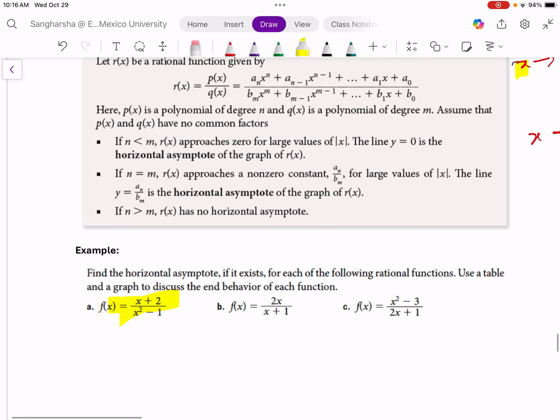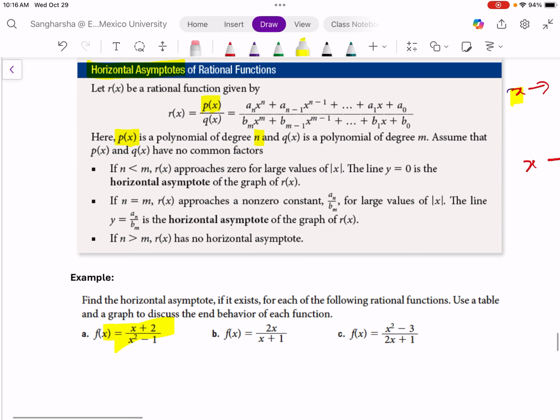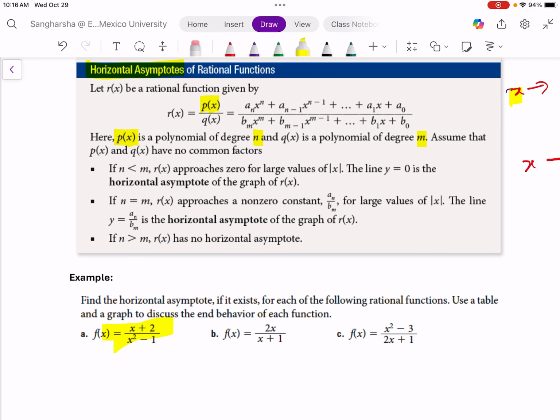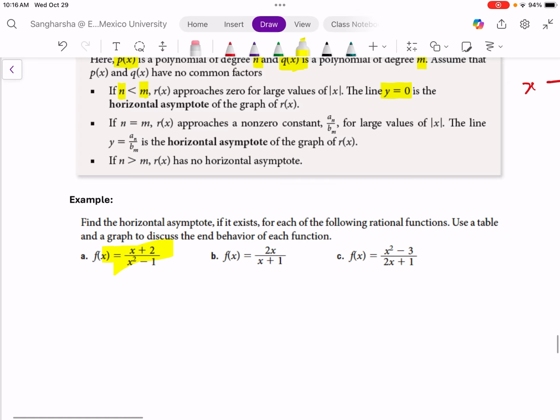So let's say n is the degree of the numerator, p of x, and m is the degree of the denominator, q of x. If the degree of the numerator is less than the degree of the denominator, then y equals 0 is always a horizontal asymptote. So, first example.